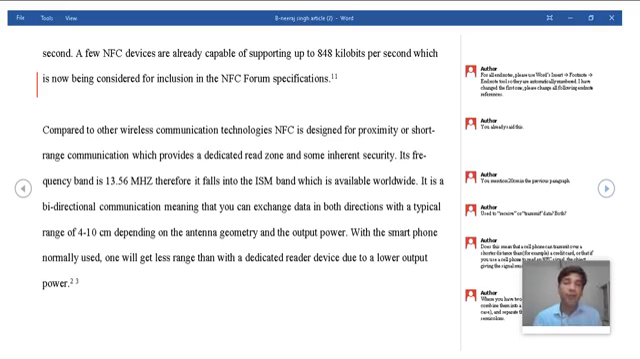Even I have to justify whatever numbers I am writing. So here the reviewer is asking me, is there already literature published supporting your statement that NFC devices are already capable of 848 kilobytes per second? So what you have to do is read each and every comment, and accordingly revise your manuscript. If you do so, that will help reviewers understand that whatever changes we have suggested, you have incorporated in your revised manuscript.